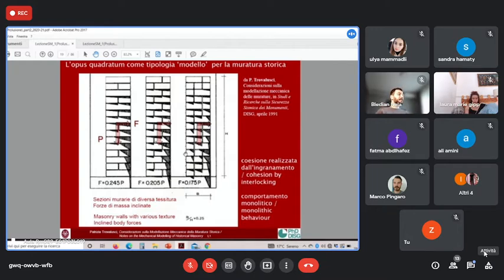On the left side we have the masonry that I defined the best one. And this is the masonry with the diatones, that means that it has bonding stones within the thickness. This is the medium level of interlocking masonry, and this is the low level of interlocking masonry.